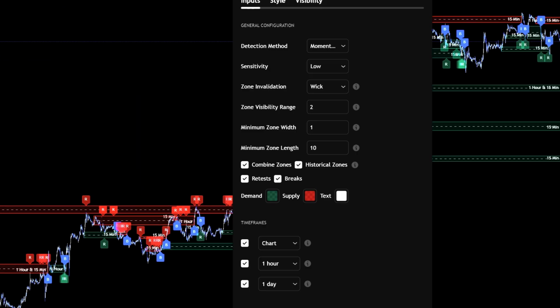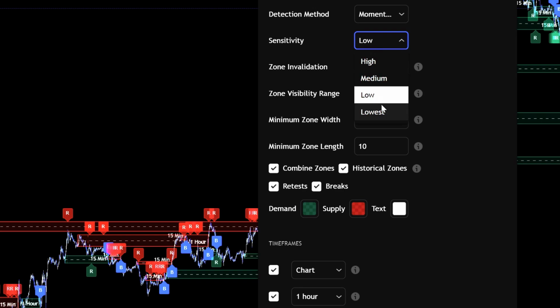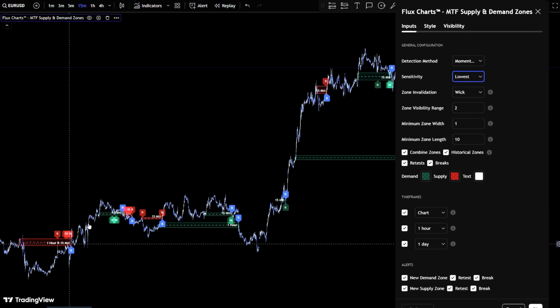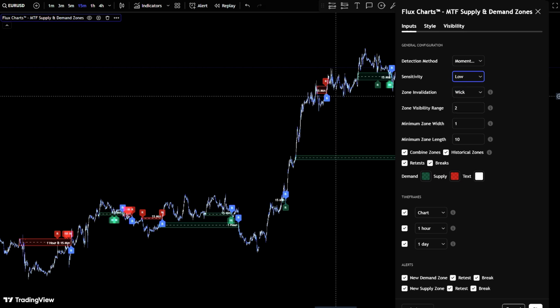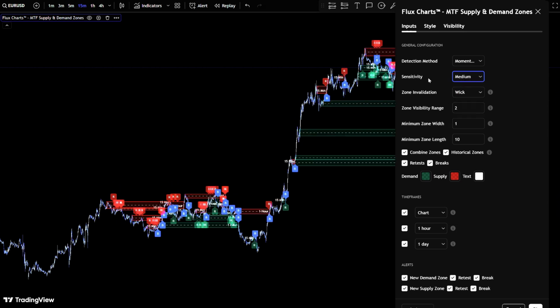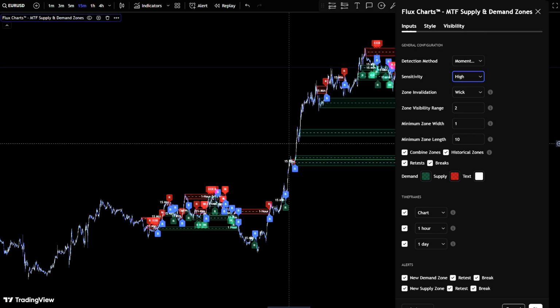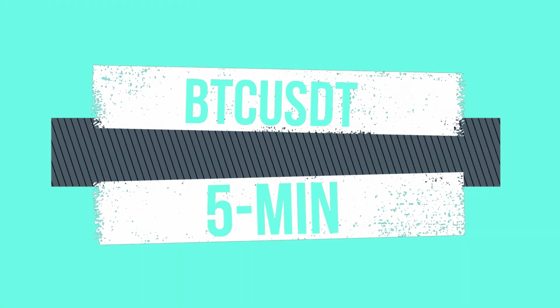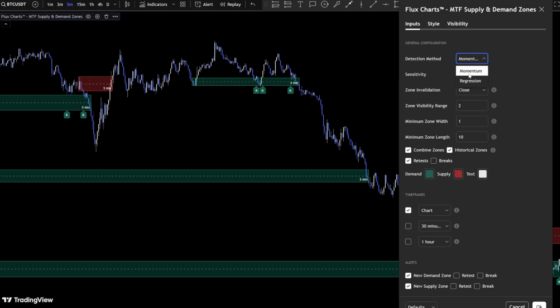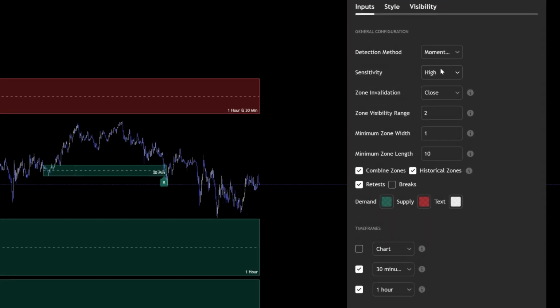You can also adjust the sensitivity when using the momentum method with four options: high, medium, low, and lowest. Setting it to low or lowest shows fewer, larger zones, which suits swing traders who focus on major price levels. Choosing high picks up more, smaller zones, ideal for scalpers. For example, on a 5-minute BTC USDT, which is Bitcoin against Tether, high sensitivity might detect a quick reversal zone in a volatile market. Personally, I go with medium because it strikes a balance.